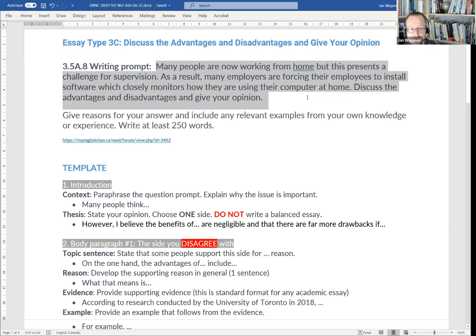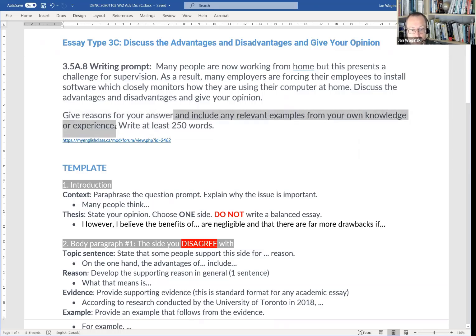Discuss the advantages and disadvantages and give your own opinion. Give reasons for your answer. Very important. This is a requirement of the task. And include any relevant examples from your own knowledge or experience. Again, examples are mandatory. They're not optional. You're supposed to write at least 250 words. You should be aiming for closer to 300, 330 for a solid response.